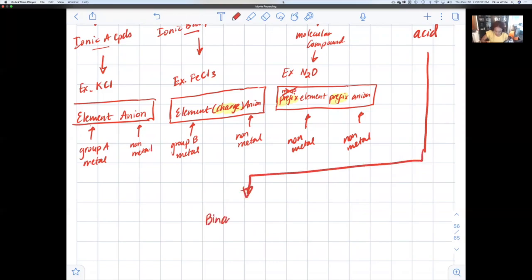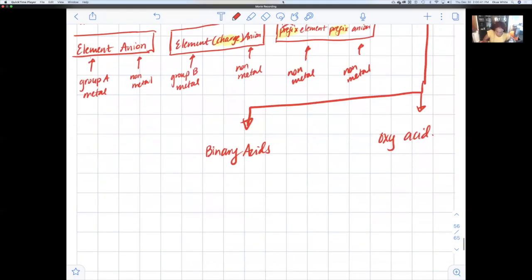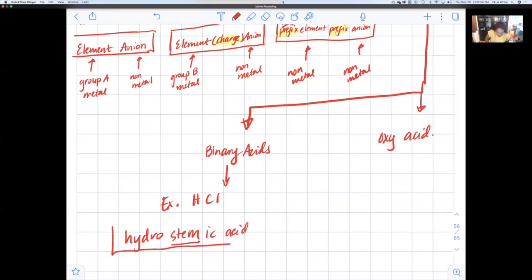Binary acids. And over here, I have oxy acids. Okay. Binary acid, example HCl. This is my example. The format of nomenclature is hydro, stem, ic acid. The part that really helps us to identify this type of acid is the word hydro. They start with hydro. So this is the part that you're looking for.